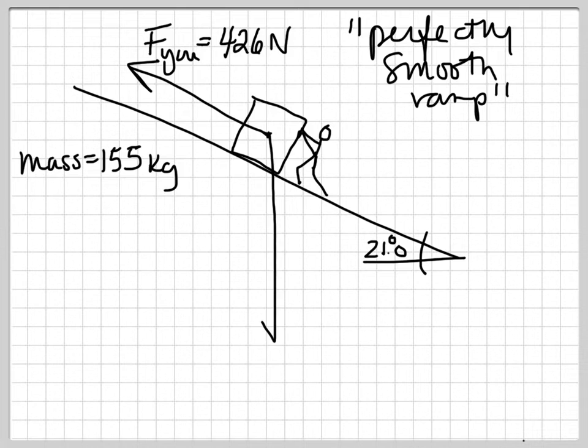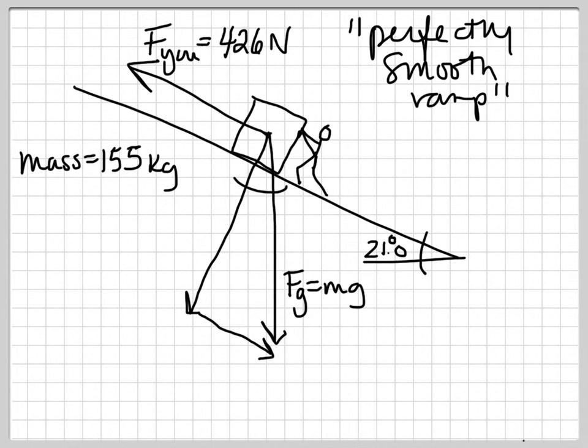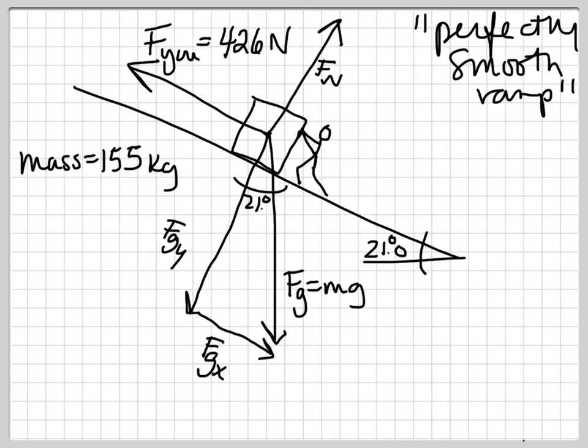Okay. Well, let's draw in everything else here. So we have F sub g, which is equal to mg. We know, because we trust in analytical geometry, that angle is 21. We know that this is FGY, and this is FGX. Oh yeah, and there's a normal force on the ramp. On the perfectly smooth but magnetic ramp. I love outrageous physics problems.